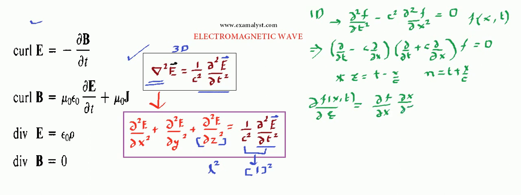Why can I do this? There is a reason. The reason is that x can be written in the form of eta and epsilon. Let us see. Combining these two equations, if you add the two equations, what will you get?